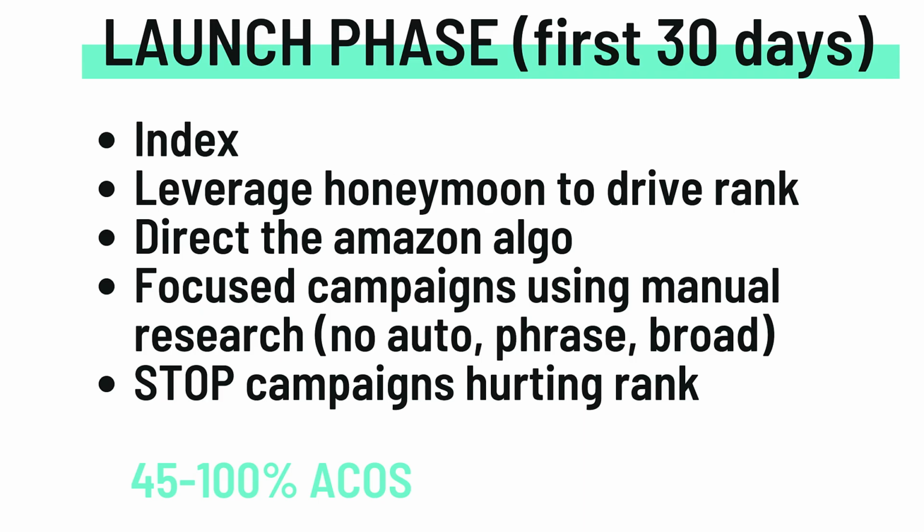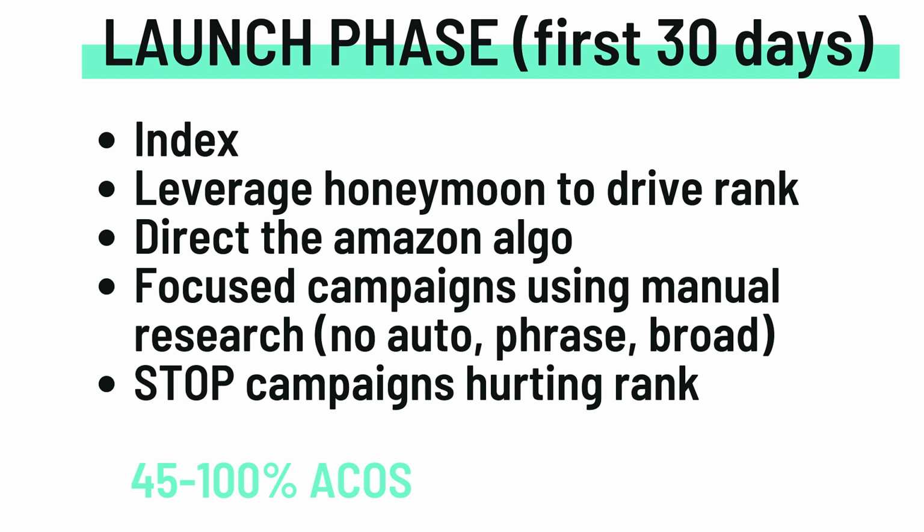Our main goal during this phase is to index for the right words, those relevant words that we believe matter coming out of the keyword dominator assessment. We also want to optimize and leverage the honeymoon period to drive rank. This is why we focus explicitly on manual exact terms and very specific campaigns and don't do a lot of those research auto broad phrase type campaigns early on. We want to direct the Amazon algorithm during this period. We want to explicitly tell them what we should be indexed for and what we're relevant for.